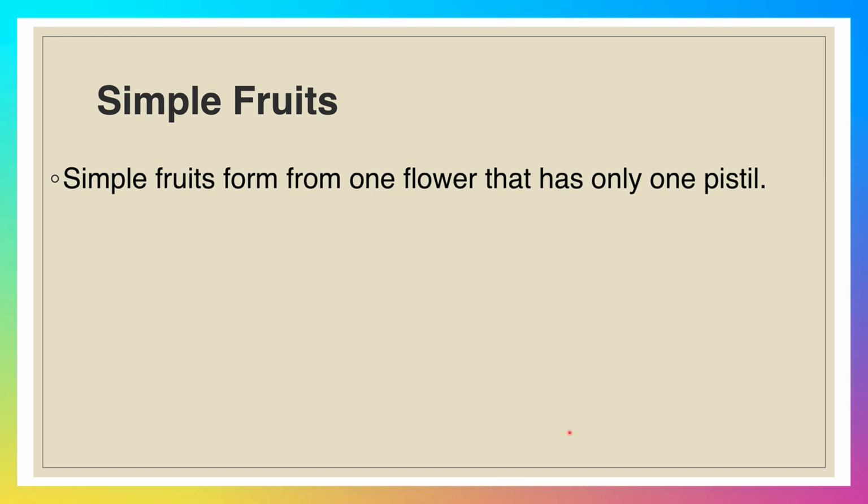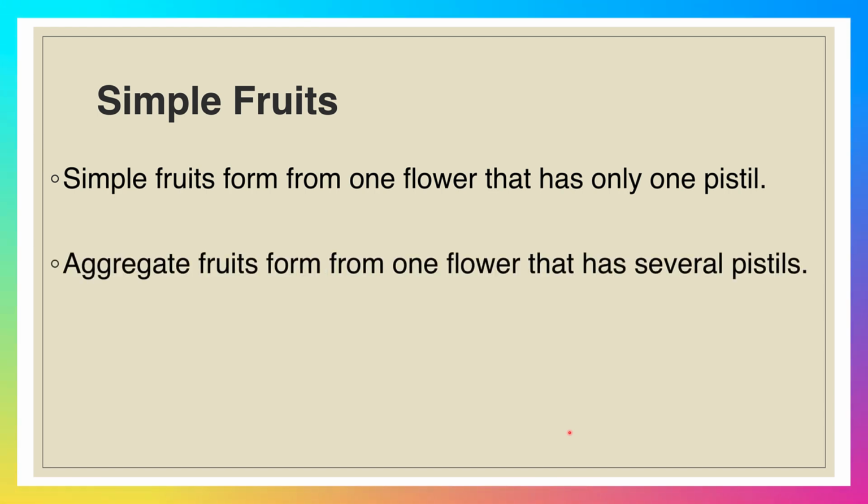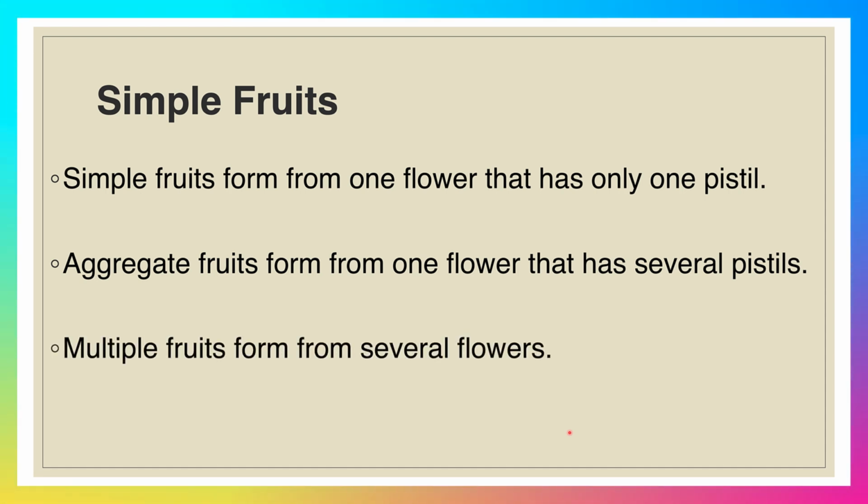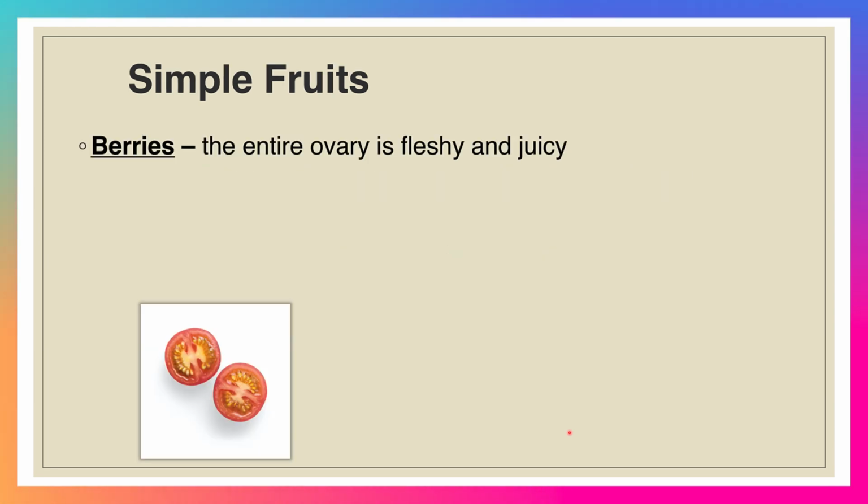Simple fruits are fruits that come from one flower that has one pistil. So a simple fruit, one flower, one pistil. An aggregate fruit comes from one flower but multiple pistils. A multiple fruit comes from multiple flowers. So one of the more common types of simple fruits is called a berry. A berry occurs when the entire ovary is fleshy and juicy.